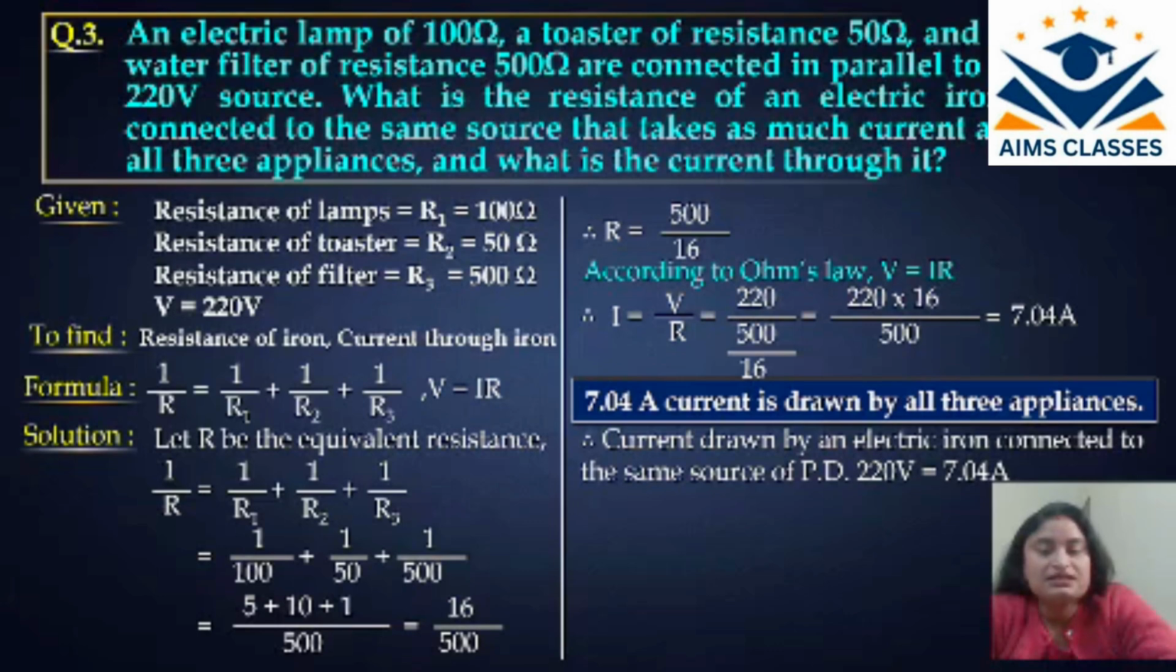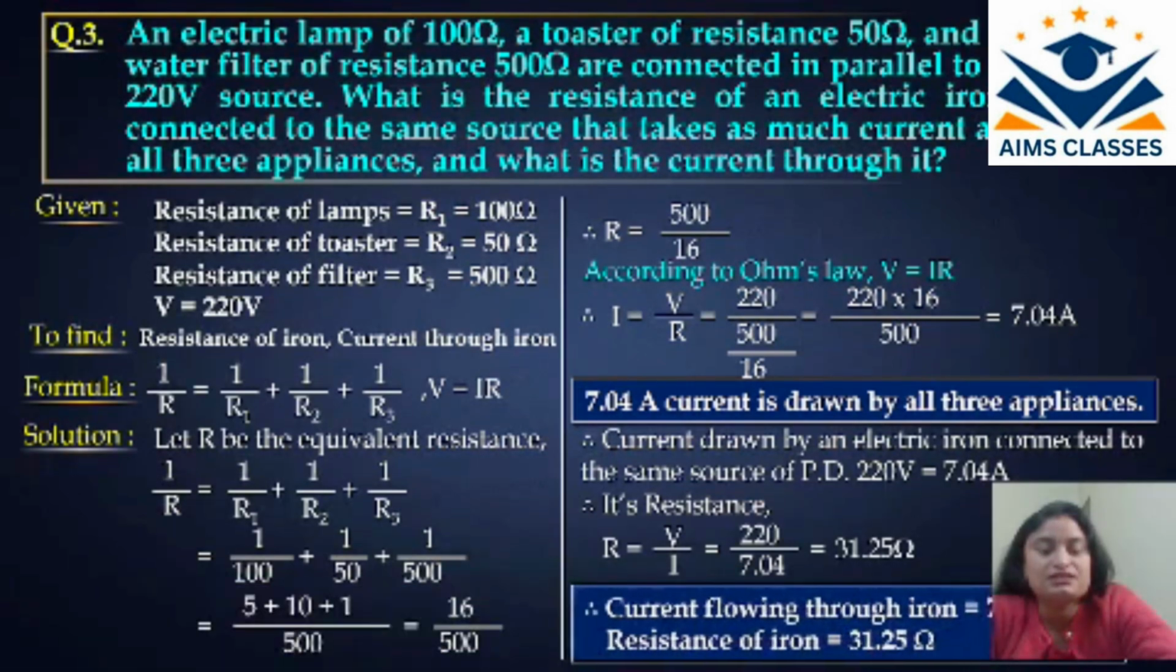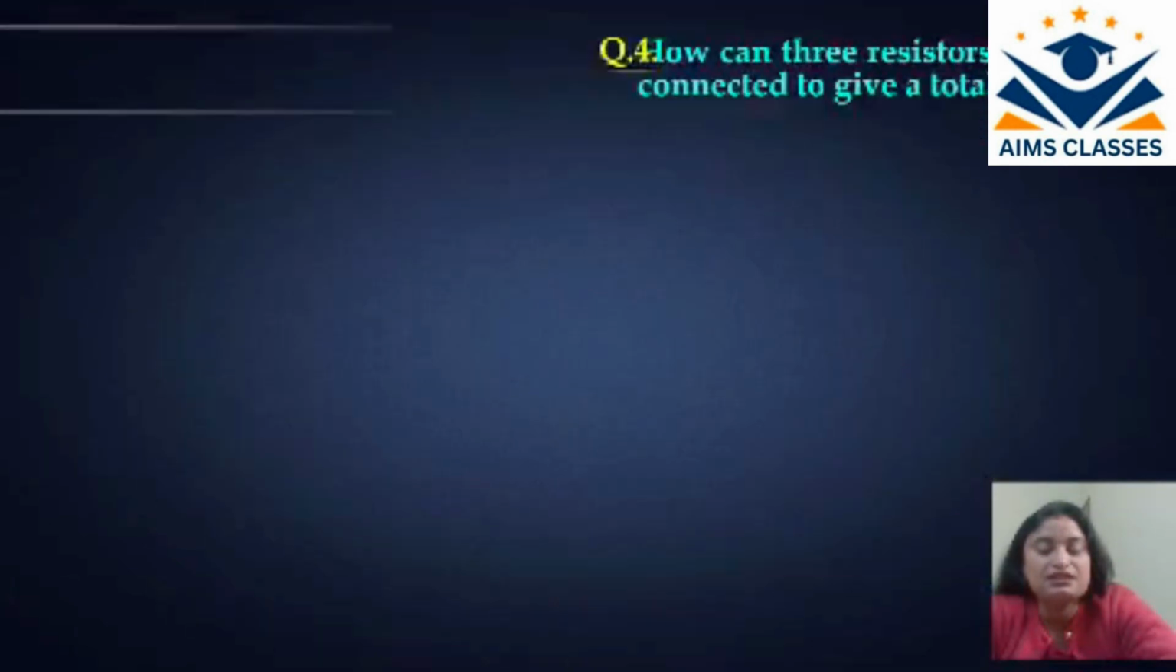Next, potential difference. Its resistance is R equal to V by I. So 31.25 ohm resistance. Current flowing through it is 7.04 ampere and resistance of iron is 31.25 ohm.